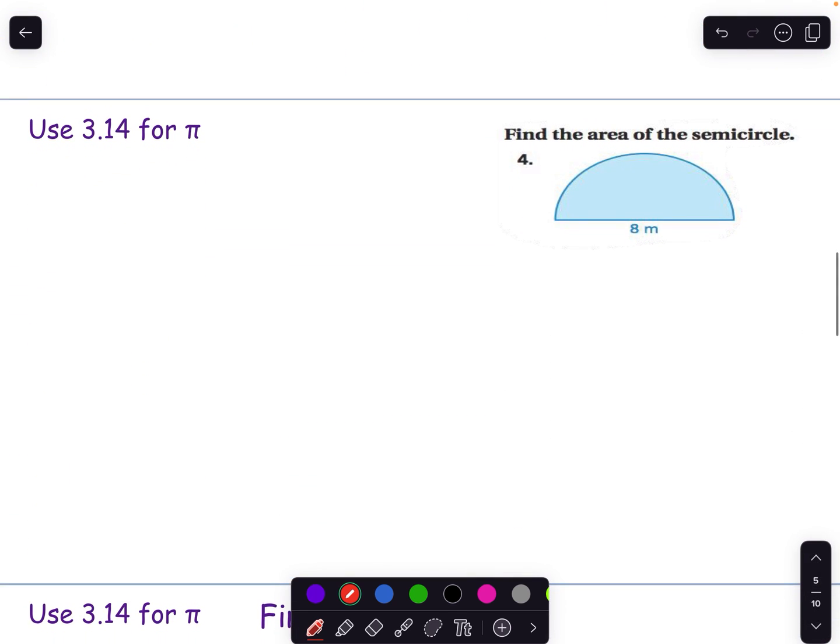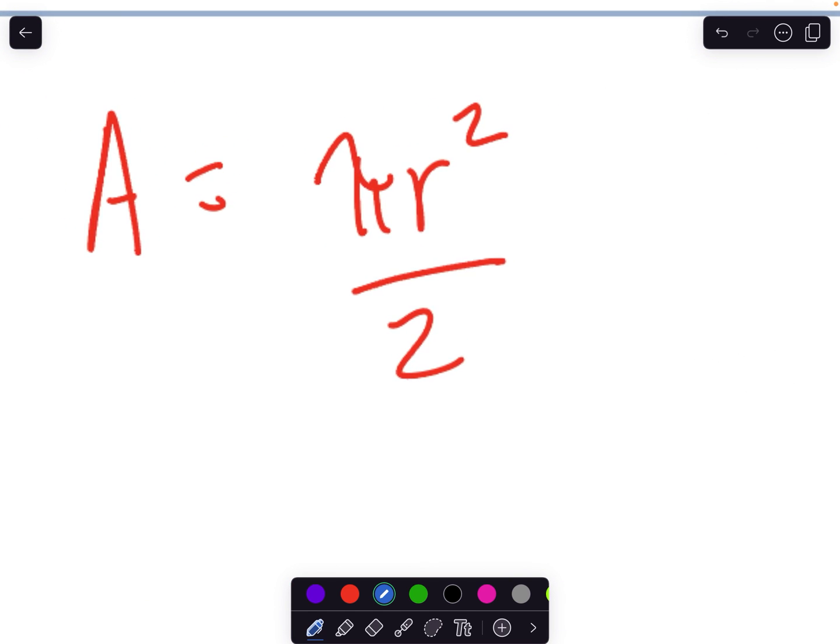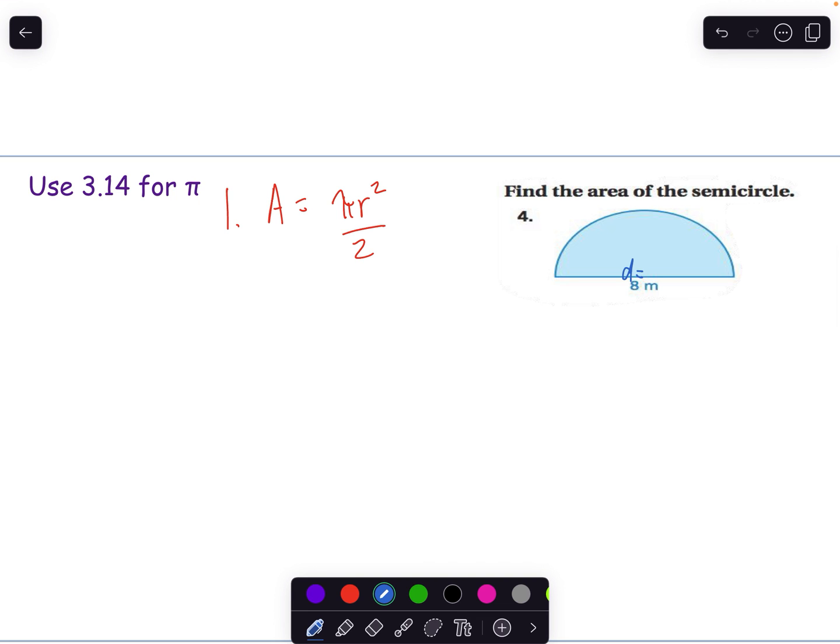Down here, we're using 3.14. We're finding the semicircle, right? So the area of a semicircle is half the area of a regular circle. So for step 1, we're going to say area here is going to be pi r squared divided by 2, because it's half a circle, right? So this is a diameter of 8. Our formula doesn't use diameter, right? There's no d in there. So if the diameter is 8, then that means that the radius would be 4 meters, right? So step 2, area equals 3.14 times 4 squared over 2.